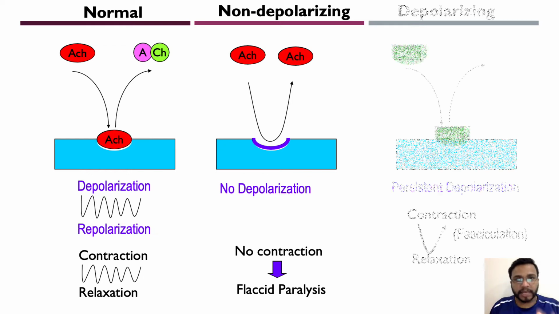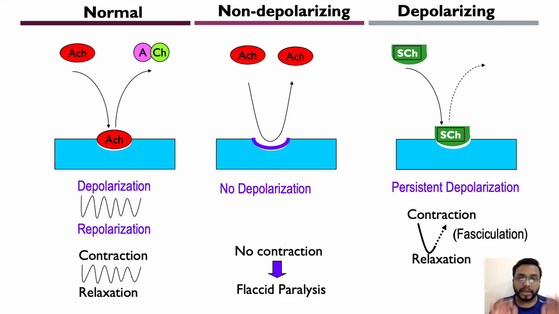But when it comes to a depolarizing agent like succinylcholine, it is going to stick onto the acetylcholine receptor because it has some structural similarity with acetylcholine. It just sticks onto it and produces persistent depolarization. It keeps on stimulating the muscle, so there is a muscle contraction, a fasciculation followed by paralysis. So that is how the phase goes. Understand this very clearly.